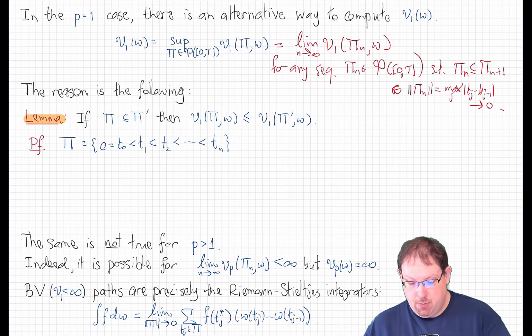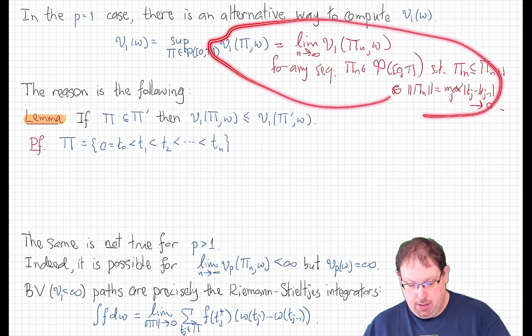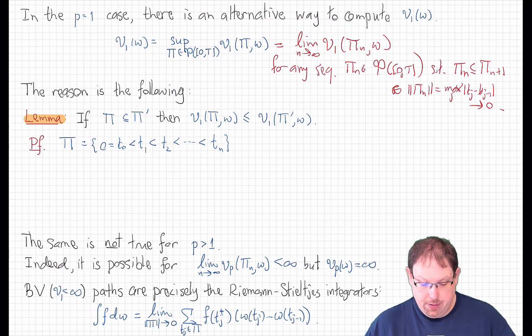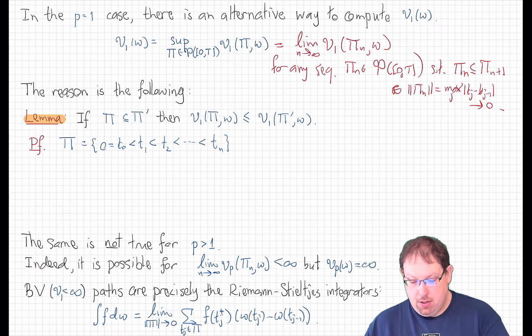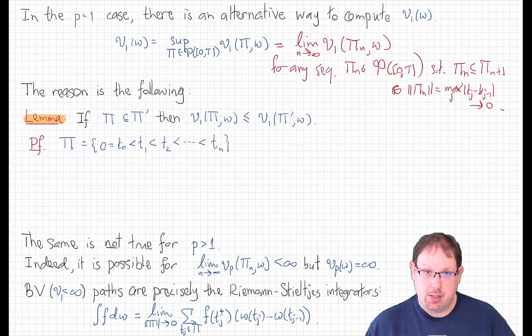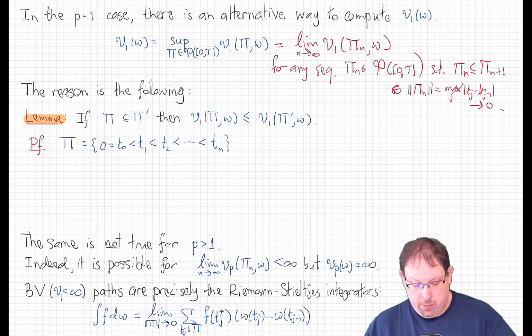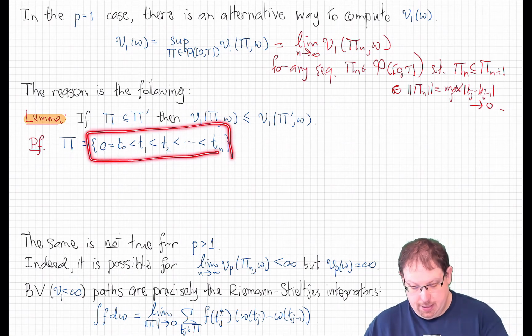The reason that we have this alternate formulation here for the one variation is the following observation. If I have two interval partitions with one contained in the other, then the one variation of the smaller partition is less than or equal to the one variation of the larger partition. If I add more points, I will only increase the one variation. And to see that, let's take our smaller partition pi, like this.